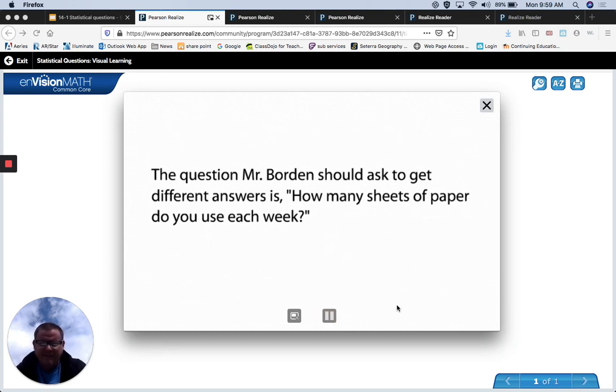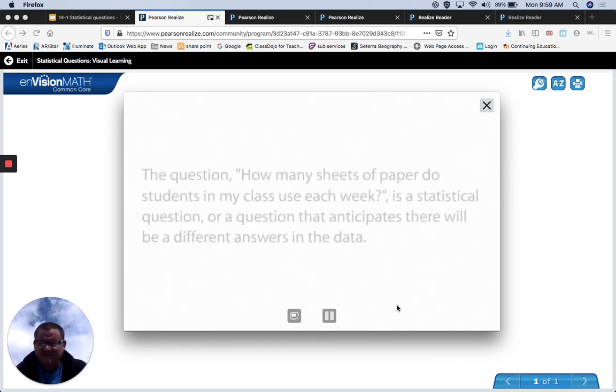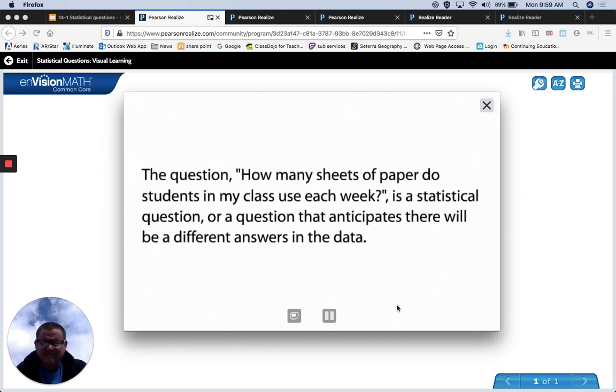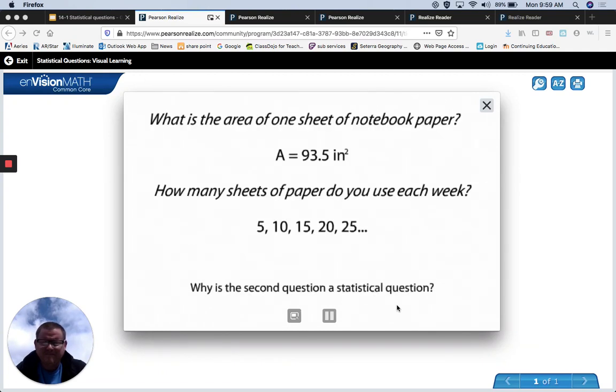The question Mr. Borden should ask to get different answers is, how many sheets of paper do you use each week? The question, how many sheets of paper do students in my class use each week, is a statistical question, or a question that anticipates there will be different answers in the data. Why is the second question a statistical question? Here they just want to make sure you understand. Why is it a statistical question? You have to remember that it's because it will provide different answers.